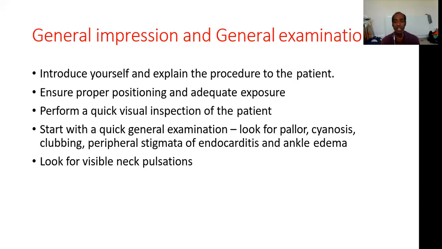The general examination should be focused on things that will give you information with regard to the cardiovascular system, for example, clubbing, peripheral stigmata of infective endocarditis, and ankle edema. In your general inspection, you'll also be able to see things like neck pulsations, which may be very obvious. So that is a quick overview of what you do before you go near the patient: just a quick screening, evaluation, and a general examination.